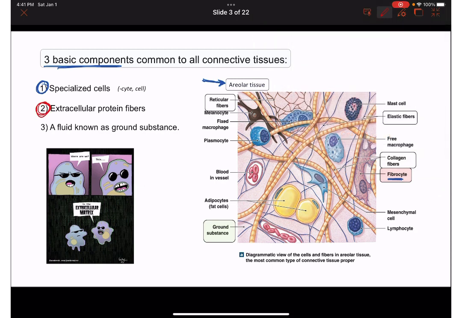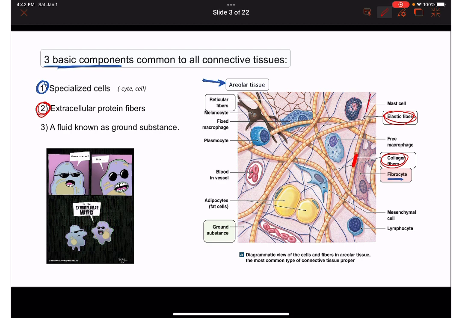Extracellular protein fibers. We're going to find fibers located outside the cells. And there's three different types of fibers that we can find. One are collagen fibers. And collagen fibers are these big, thick, rope-like fibers that provide strength. They have high, what we call tensile strength. They resist stretching.